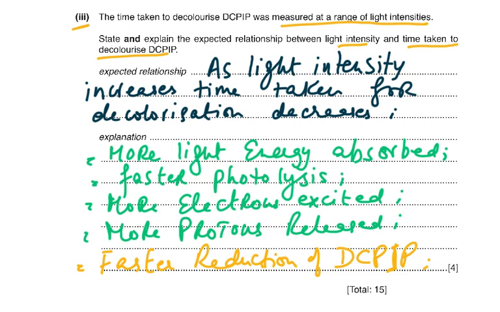Now what is the explanation for it? More light energy absorbed, faster photolysis, more electrons excited, more protons released, and a faster reduction of DCPIP. You see, for the DCPIP to be reduced, you need hydrogen. So where is the hydrogen coming from? The electrons which have been excited by light, that is the electron, and the hydrogen is coming from the photolysis of water. So if you look at my video in which I've explained this to you in the photosynthesis chapter, you will understand this relationship I'm talking about.